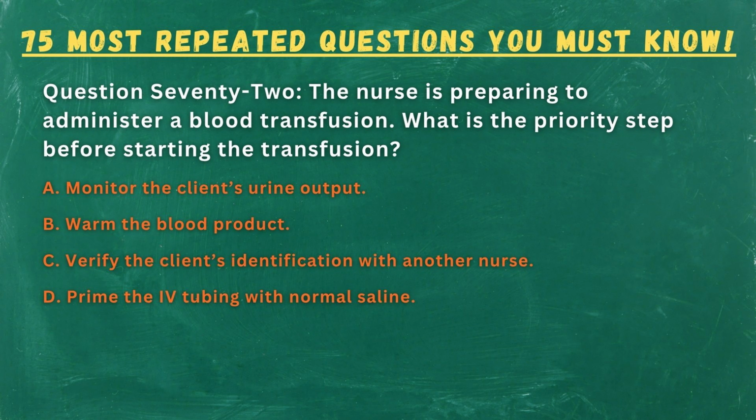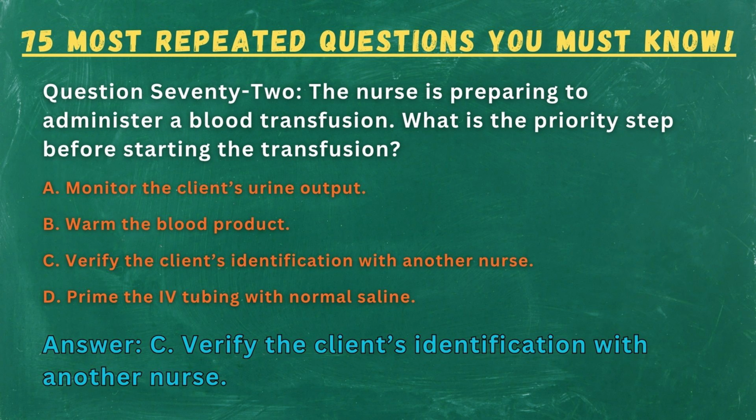Question 72. The nurse is preparing to administer a blood transfusion. What is the priority step before starting the transfusion? A. Monitor the client's urine output. B. Warm the blood product. C. Verify the client's identification with another nurse. D. Prime the IV tubing with normal saline. Answer. C. Verify the client's identification with another nurse.